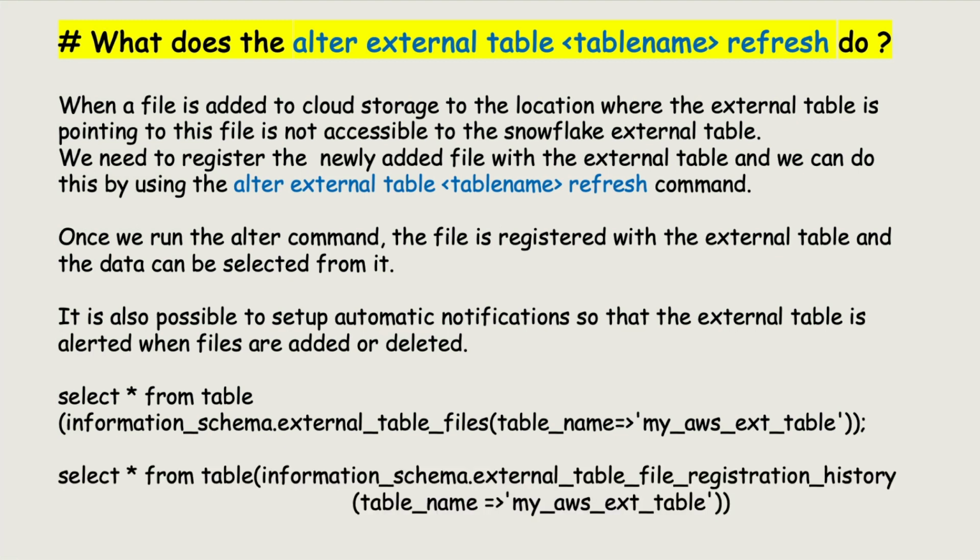The other view that I want to talk about is the external table file registration history. When files are added and files are deleted, we call them registration of the file or unregistering of the file. So there is a history of files being added and there is a history of files being removed. The entire history of files that were added and removed will show up when we use the file registration history, whereas with the external table files, only the files that are currently associated with the external table will show up. This might be helpful to us when we are doing some kind of troubleshooting exercise.